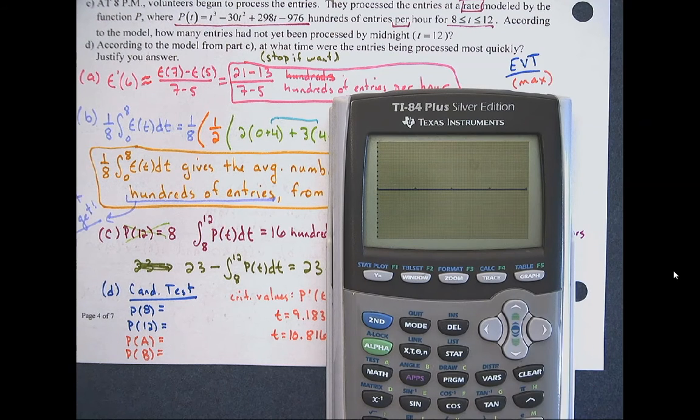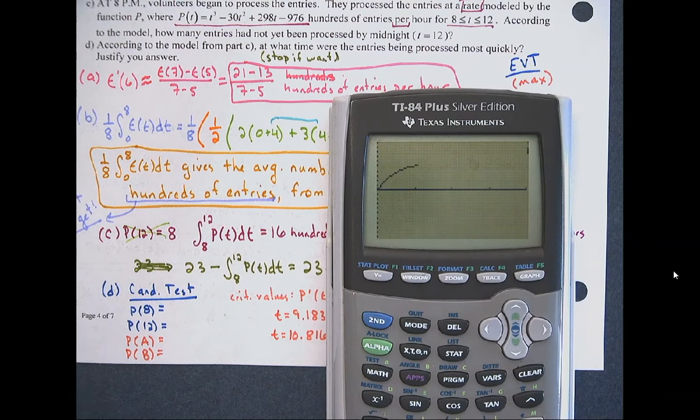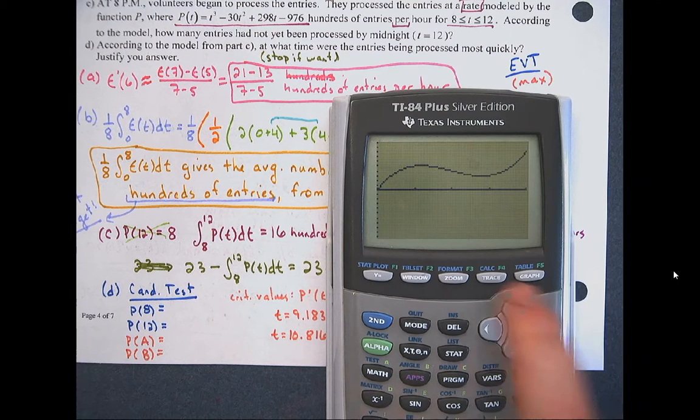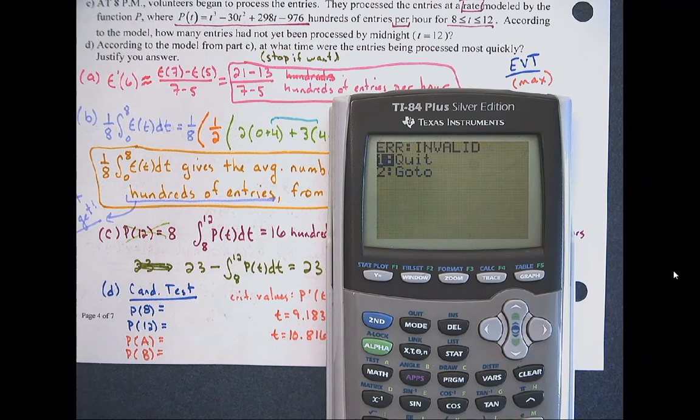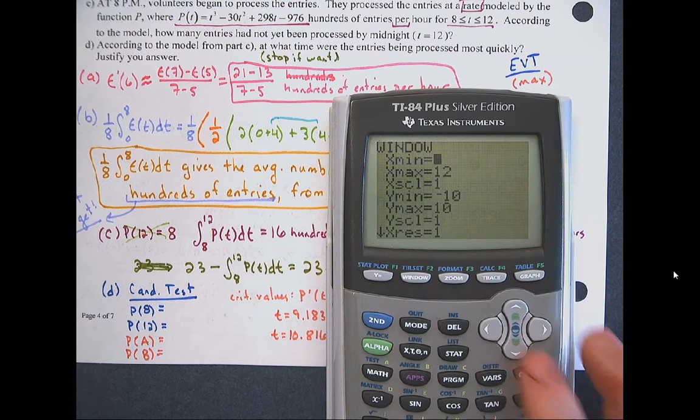It's still... what's going on? Oh, I never turned it on. Duh. Got to actually have that equal sign highlighted. There's our function. Let's trace to 0. Goddarn it, I was afraid of this. So quit. Make your window a little bit bigger.